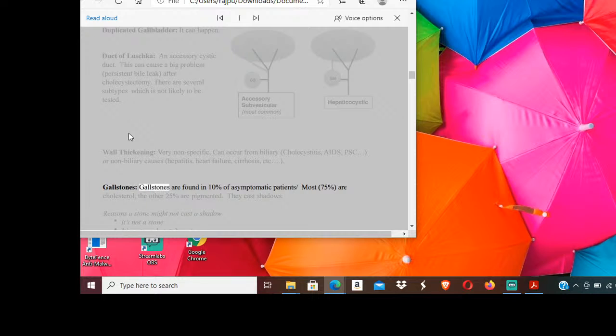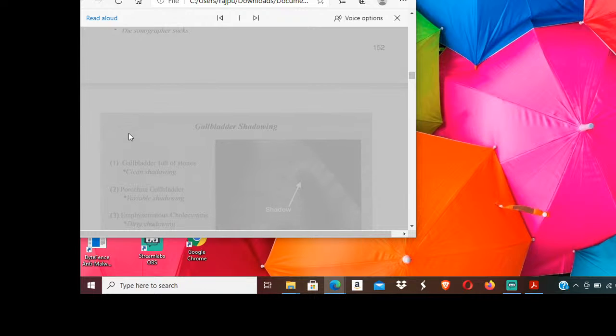Gallstones. Gallstones are found in 10% of asymptomatic patients. Most, 75%, are cholesterol, the other 25% are pigmented. They cast shadows. Reasons a stone might not cast a shadow: it's not a stone, it's a stone but less than 3 mm in size, or the sonographer sucks.